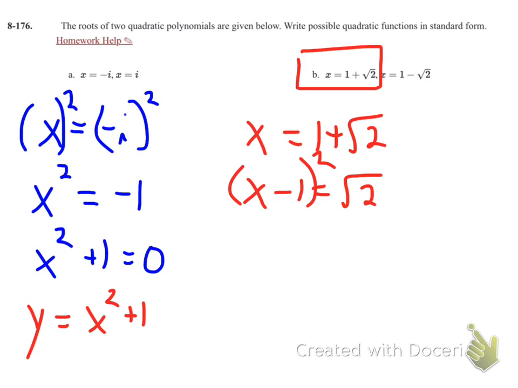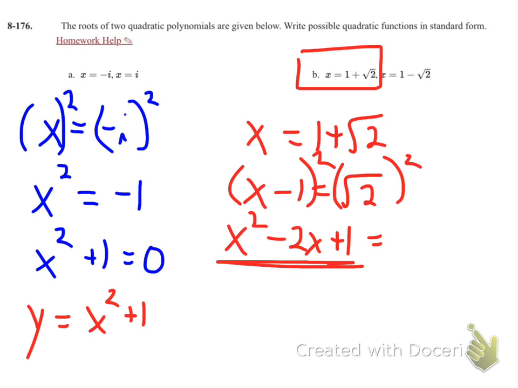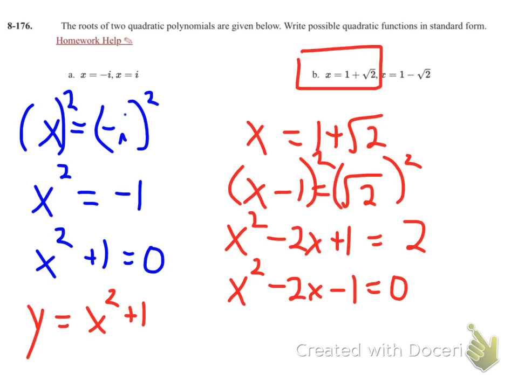So when I square both sides, I will get x squared minus 2x plus 1. Make sure you're squaring that binomial correctly. And on the other side, the square root of 2 squared is just 2. When I set this equal to 0, I'm going to get x squared minus 2x minus 1 equals 0.